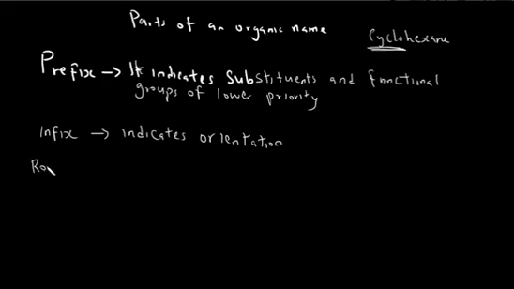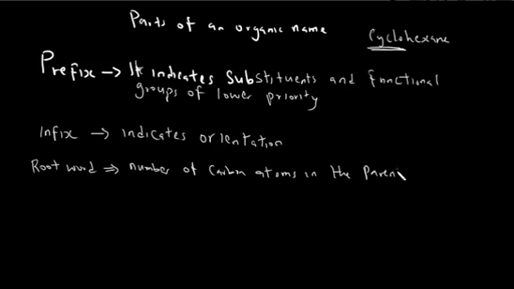The next one is the root word. Now, the root word basically describes the number of carbon atoms in the parent chain. So it's not just the parent chain, but the number of carbon atoms in carbon side chains too. But it simply indicates or expresses the number of carbon atoms.